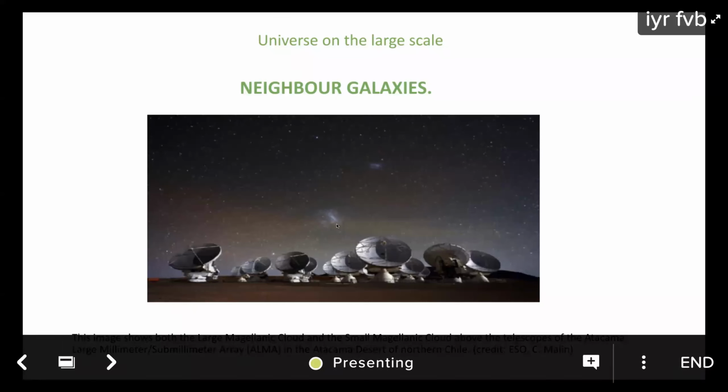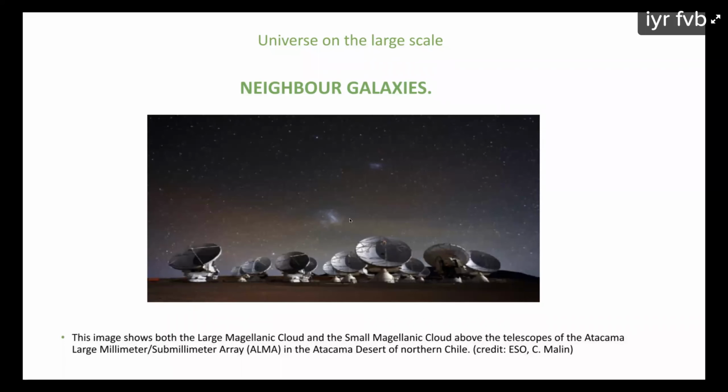And these two are actually two small galaxies, right? One is called the Large Magellanic Cloud, and the other one is called the Small Magellanic Cloud. Two galaxies that you can see from the southern hemisphere, right? And these are two galaxies which are outside our Milky Way, right? So this is one of the nice pictures that I can use to explain that there are other galaxies outside our Milky Way, right?